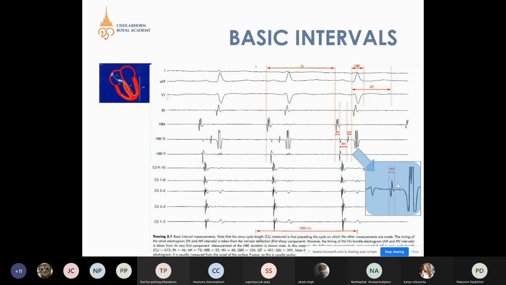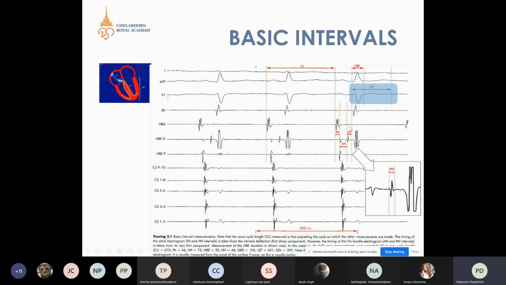But actually it's not common, you are probably not seeing it in the real lab, because it's not common to measure it in the lab. Okay, next, we have to measure the HV interval to see the activity of the electrical impulse from the His bundle until the Purkinje fibers.